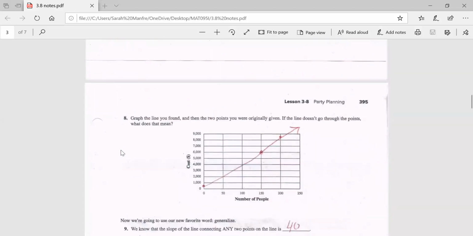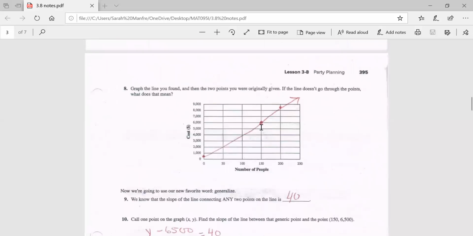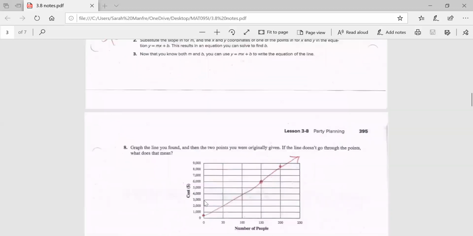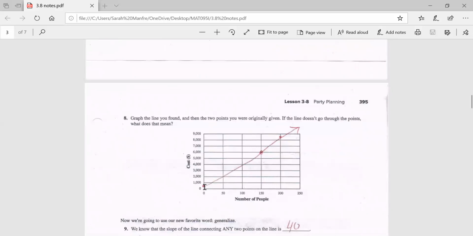All right, so now we're going to take this information that we have, and question number 8 says graph the line that you found and then the 2 points you were originally given. Okay, so first thing is, here are the 2 points that we were originally given. 150 people cost $6,000, 200 people cost $8,500. Okay, and we know the y-intercept, we just found it, was 500. So this dot that I have right here, that's my y-intercept of 500. And I'm going to connect the dots to form a line.